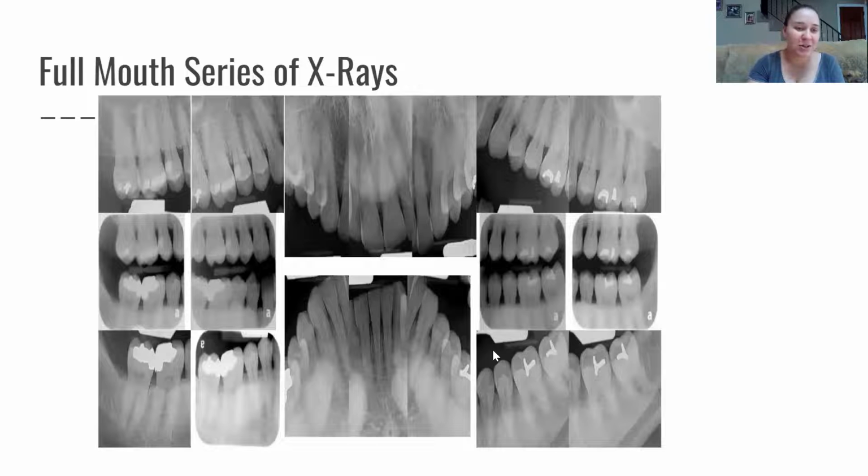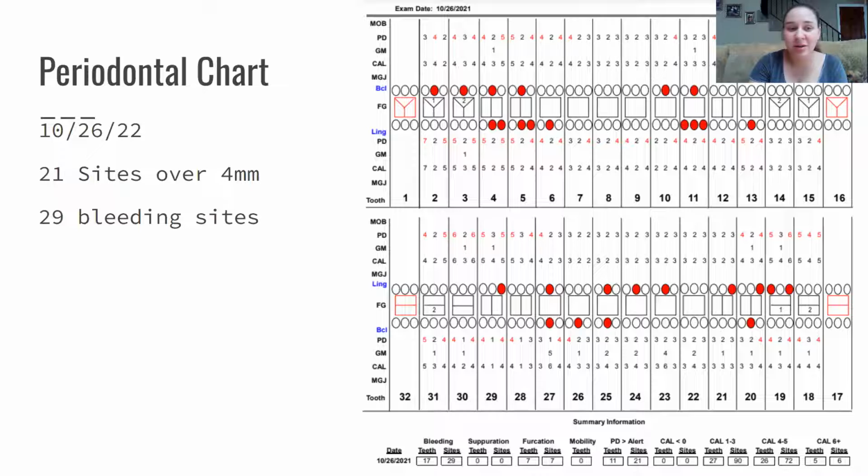Looking at their x-rays, the patient has 20 to 30% bone loss and no radiographic furcation involvement, except for maybe 30. Looks like there could be some furcation involvement. They did have 2 areas of decay, 14 distal and 15 mesial, which I was actually able to complete as my DHR surfaces. This is their periodontal chart. They had 21 sites over 4 millimeters deep and 29 bleeding sites on 17 teeth. So it was fun to see the improvement here. I can't wait to show you.